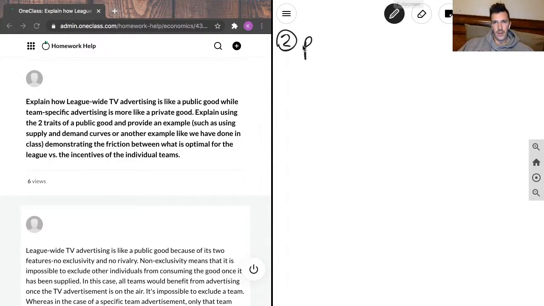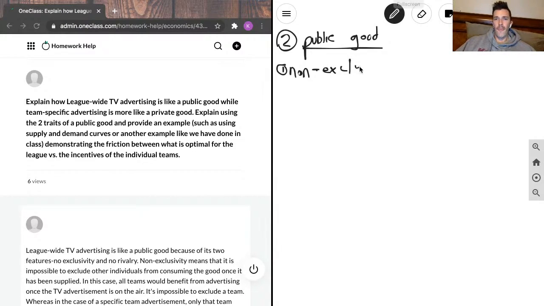So if we remember a public good, a public good has 2 main characteristics. 1, it is non-excludable. And 2, that it is non-rival.